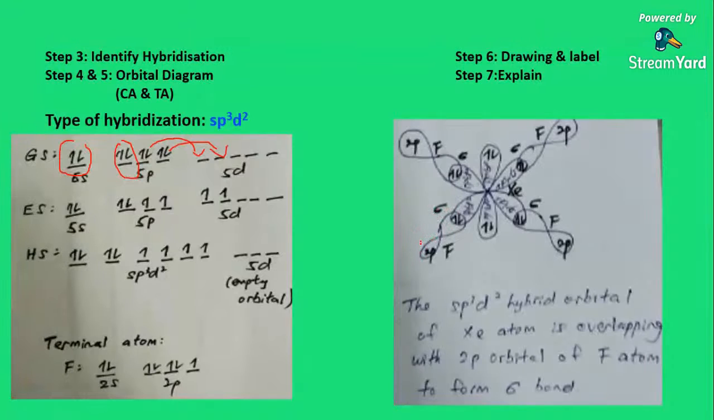So label 2p, 2p, 2p, 2p. At the same time, you must label this one sp3d2. Make sure all the 6 orbitals over here, even the lone pair, you have to label for the sp3d2 as well. And don't forget the lone pair. Some of the students will forget about the lone pair. You must label the lone pair.